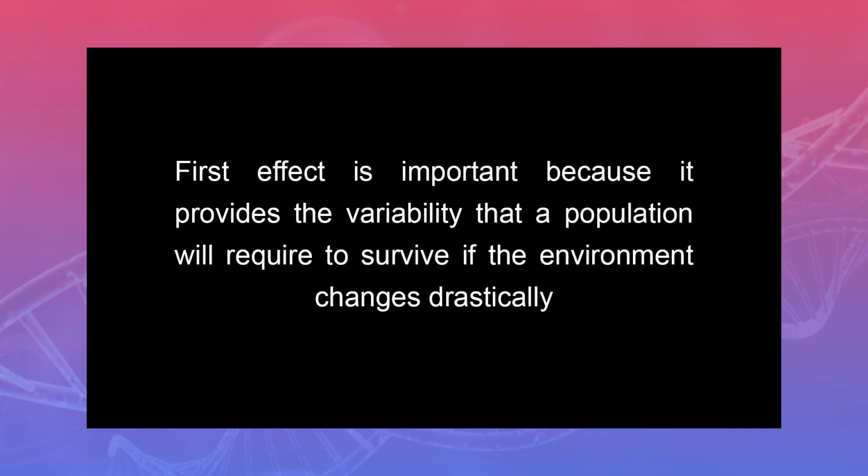The first effect is important because it provides the variability that a population will require to survive if the environment changes drastically. As migration continues over a period of time, the new mutation will be shared between populations. This blending effect helps stabilize the similarities between the populations and prevent more isolated populations from evolving reproductive barriers that may lead to speciation, or the formation of species.